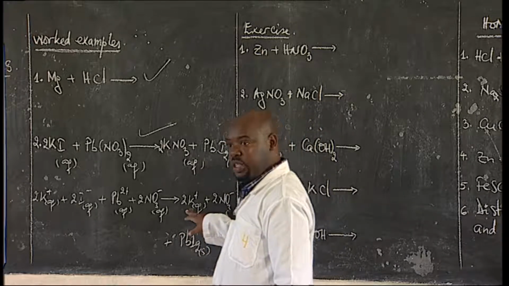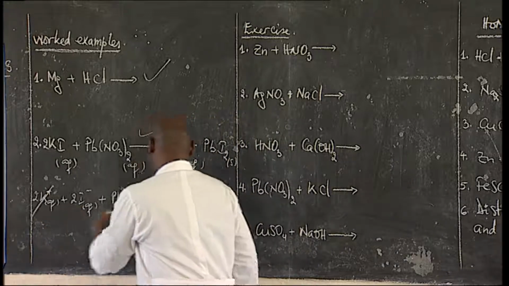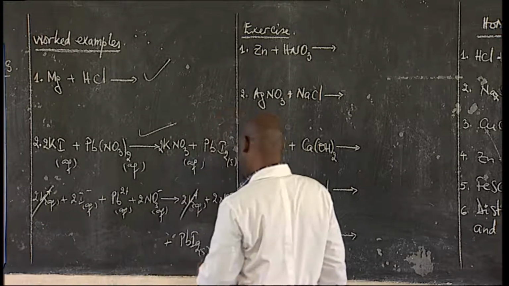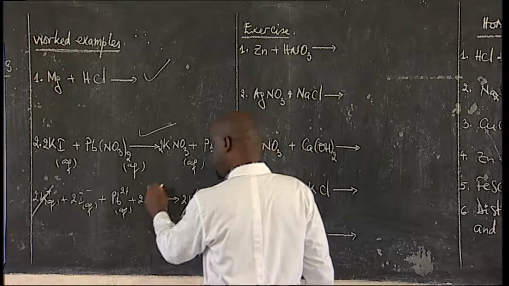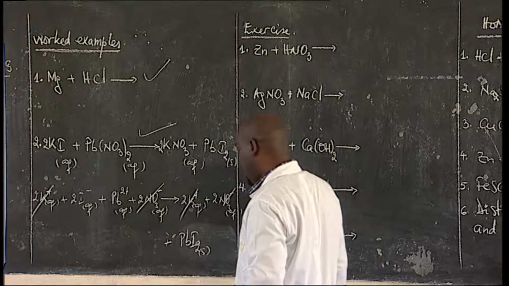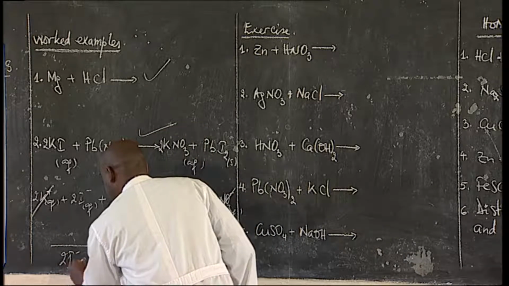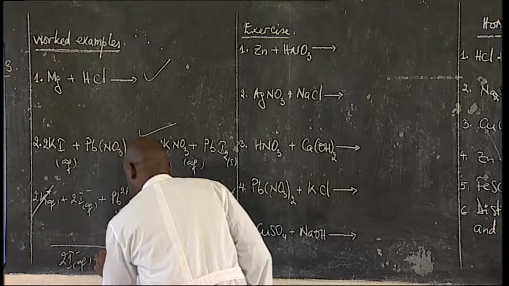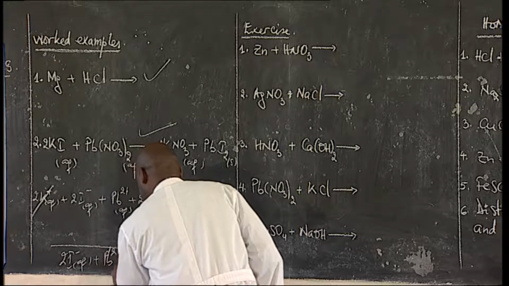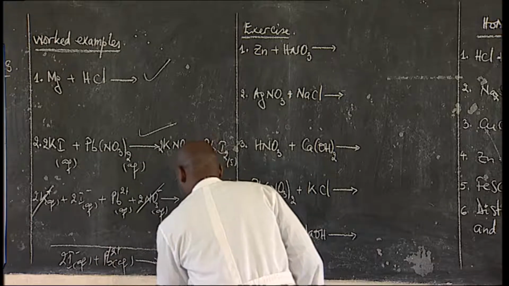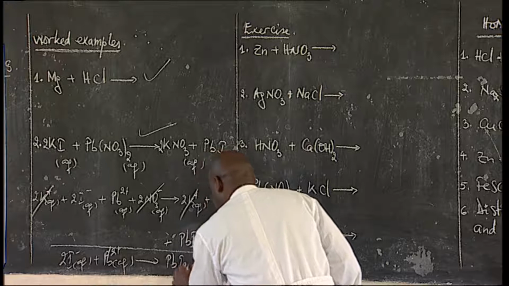We have free potassium and free potassium, so they are crossed out. We have the nitrate ion and the nitrate ion, so they are crossed out. And our ionic equation becomes 2I negative plus lead 2 positive aqueous to produce lead iodide, which is solid.